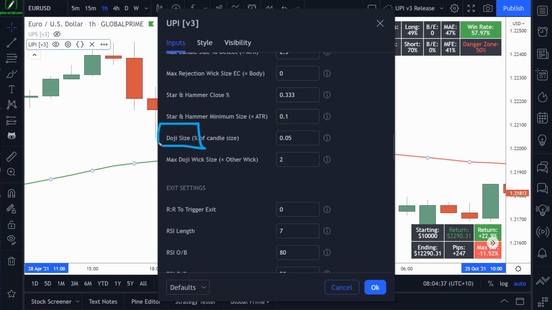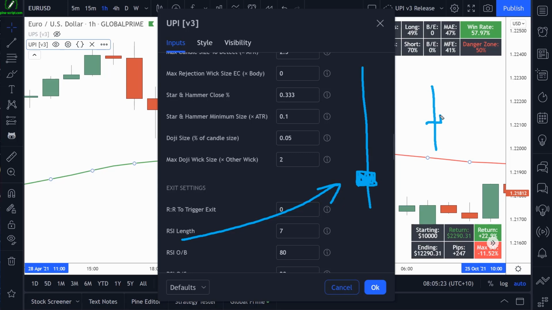Then we have our doji size. Remember I said that doji candles must be a maximum of 5% of the total candle size. You can tweak that here. Then we have the max doji wick size versus the other wick. So if one wick is greater than 2 times the size of the other wick, then the doji is considered invalid because that means it looks something like this. And this is not considered a valid doji by the script. We need to see something more like this, where the body is in the middle of the candle and represents an indecision pattern. So this setting here can tweak how the script detects that.